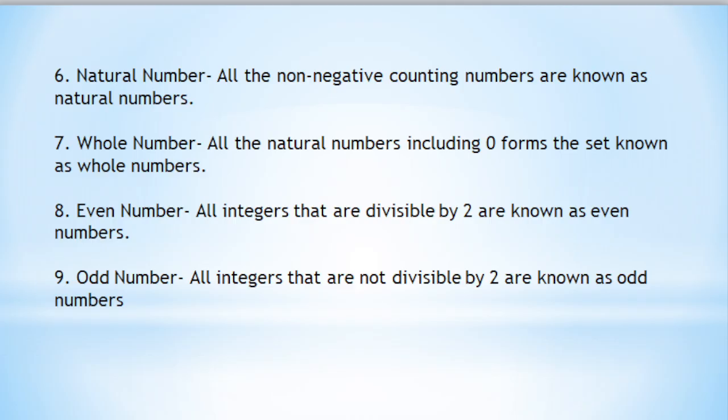Then natural numbers. All the non-negative counting numbers are known as natural numbers. For example, 1, 2, 3, 4. These are natural numbers. Then whole numbers. If 0 is added to natural numbers, then that set is known as whole numbers.